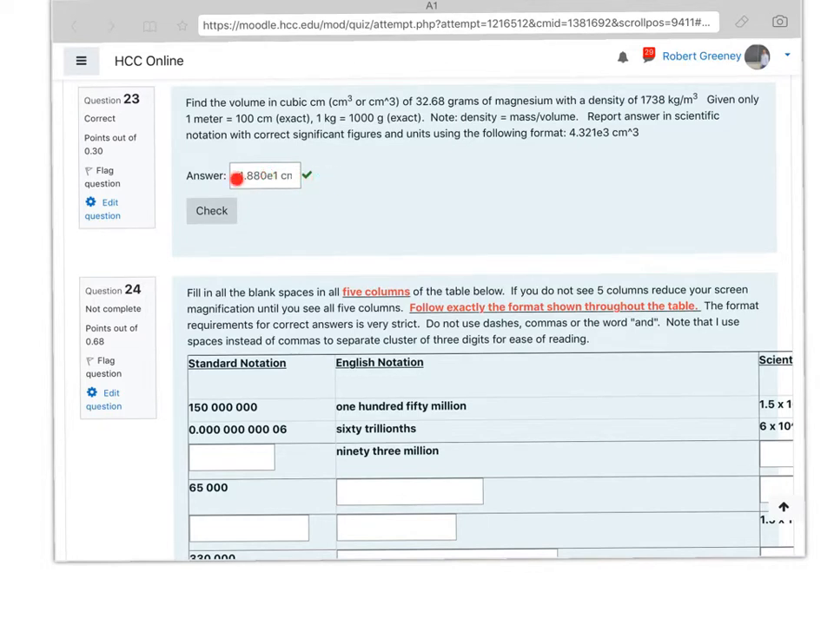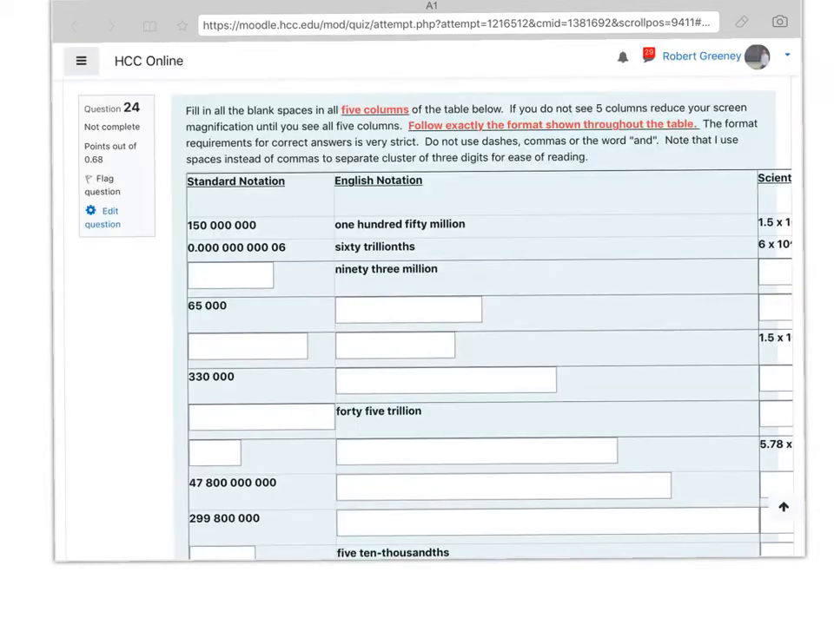Of course, under normal circumstances, if you wrote 18.80 centimeters cubed, I'd be perfectly happy with that. But remember, we're practicing scientific notation. And of course, always correct significant figures are expected. Okay, we'll move on to the next set of exercises.